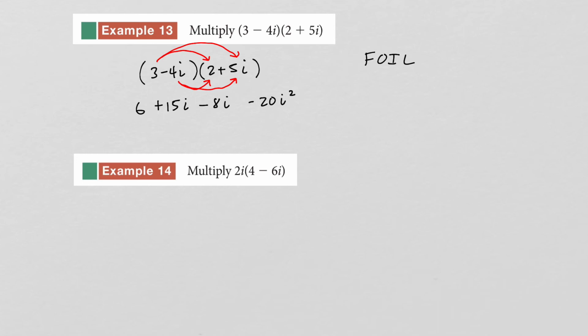Now we can simplify. We can do a couple of things here. First of all, 15i take away 8i is positive 7i. Don't forget we have a 6 in the beginning. And then negative 20i squared. Remember, i squared is negative 1. So this is minus 20 times negative 1. And when I simplify this, I get 6 plus 7i plus 20, right? Because negative 20 times negative 1 is positive 20. And combining like terms there, we get 26 plus 7i.